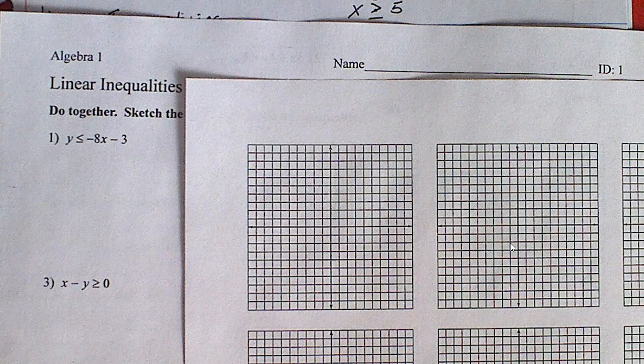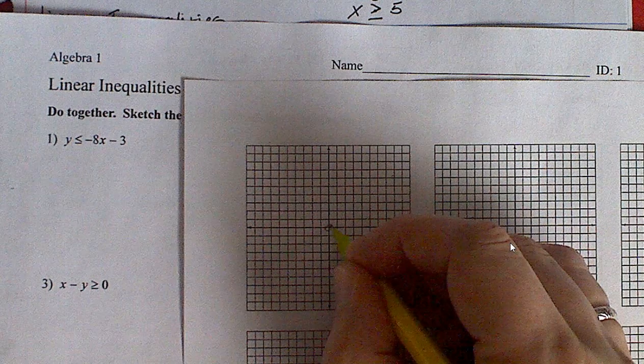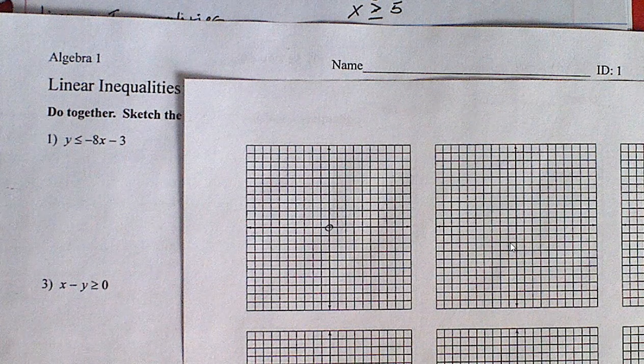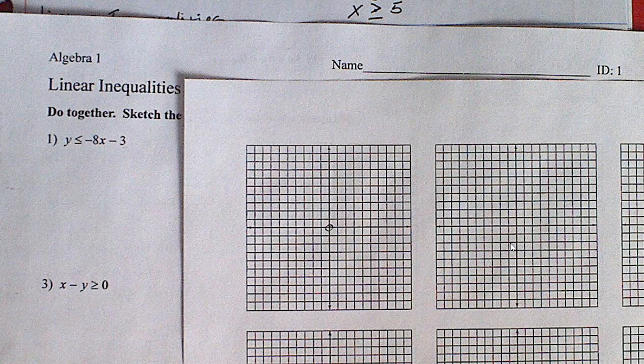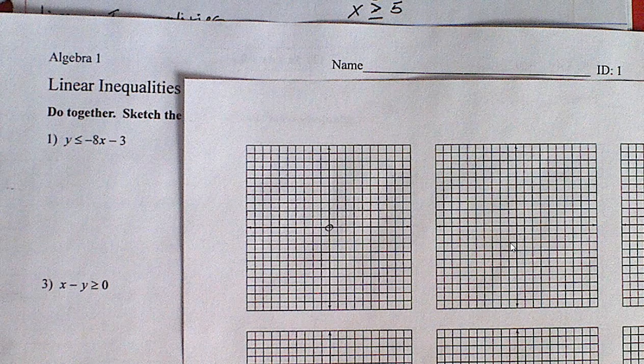So the first thing I do with this graph paper is I put a little mark at the origin just so I know where it is, so I get less confused, because otherwise I think looking at this graph paper can be really confusing.